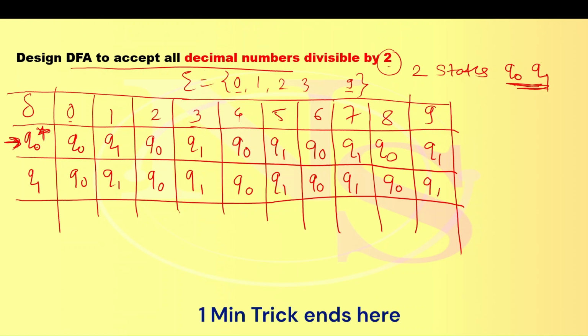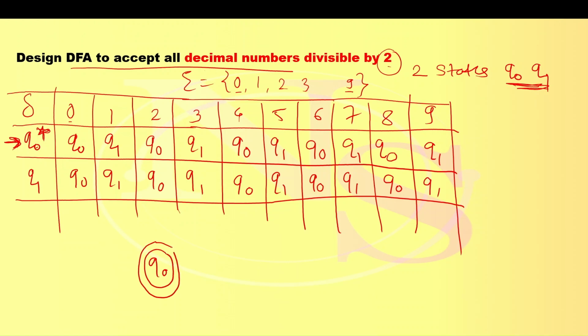From this table, you can easily draw the state transition diagram of our DFA. How to write it? There are two states. Q0 is our starting state as well as our final state. Q1 is our non-final state. Just read the table. Q0 reading 0 going to Q0, so the self loop. Q0, this state, reading 1 going to Q1. So Q0 reading 1 going to Q1.